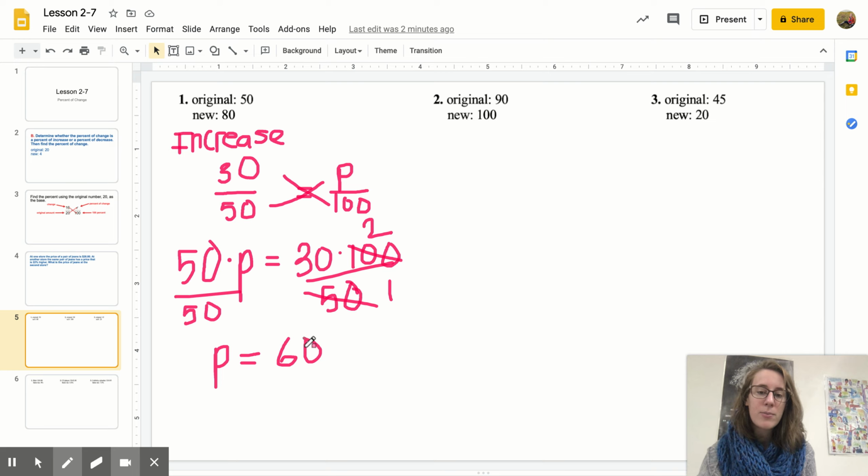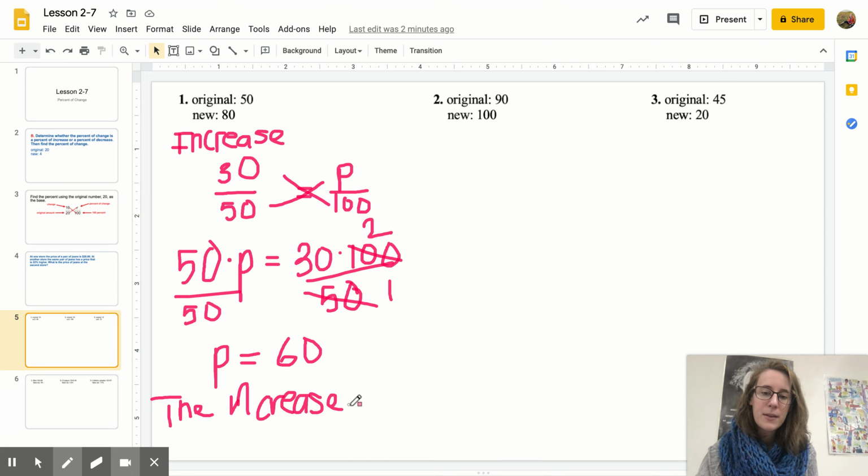Remember, when you have problems like these, I want you to answer in words. So the increase was 60%. I wonder if I could write it with this. Increase. That's worse. Increase, that's what that's supposed to say, was 60%.